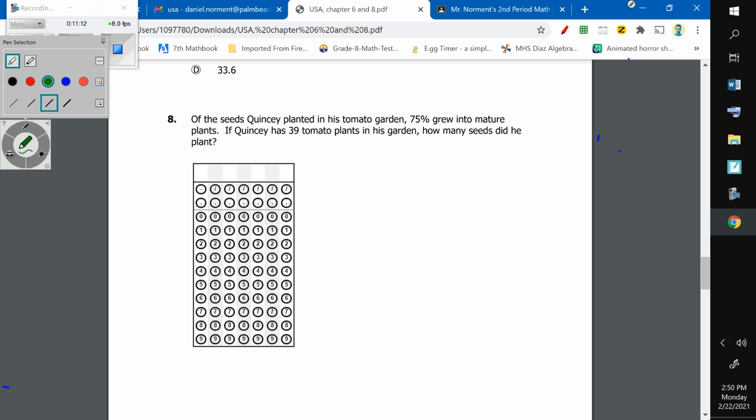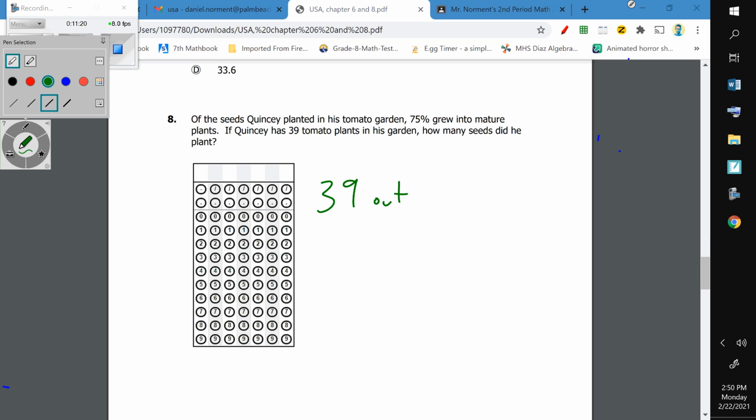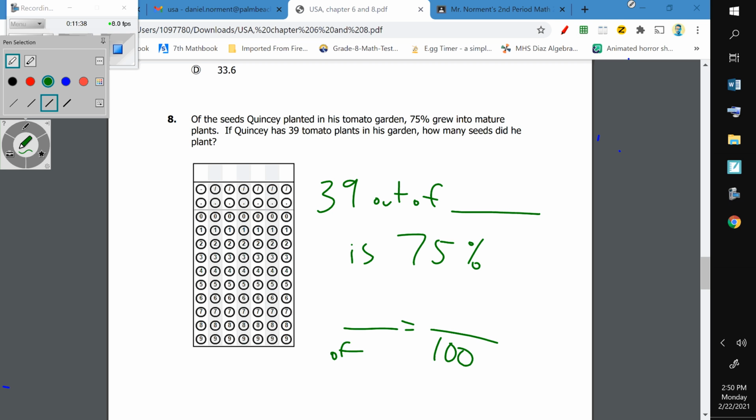75% of the plants grew into 39. So he started with how many? So 39 out of how many did he start with is 75%. Yep, that's going to be the formula. And remember, when you set this proportion up, whatever comes after of goes here. There's your 100. And use this. Plug it in there, and that should give you the answer.